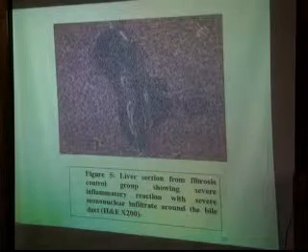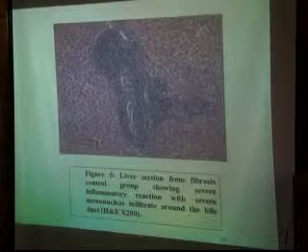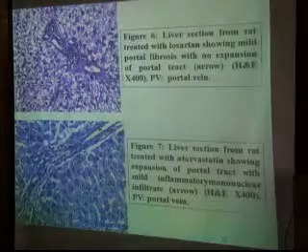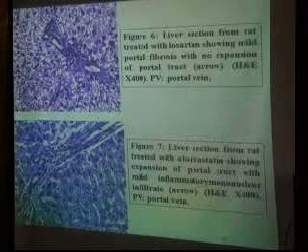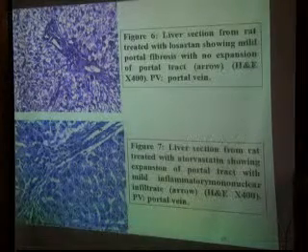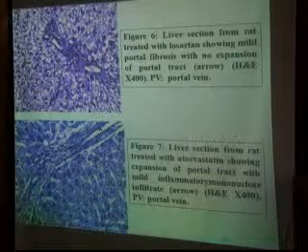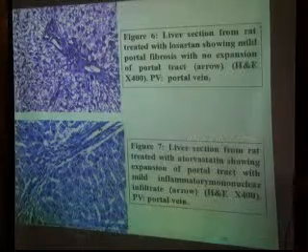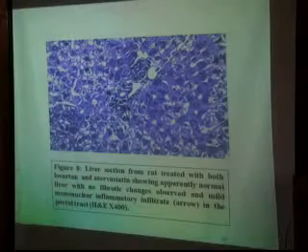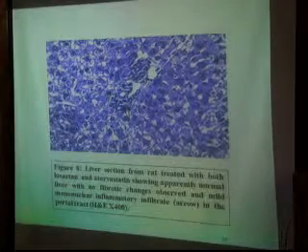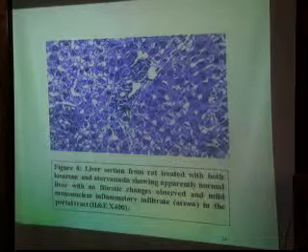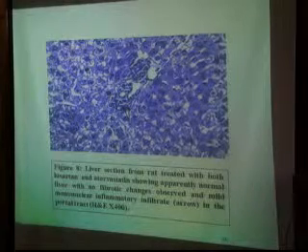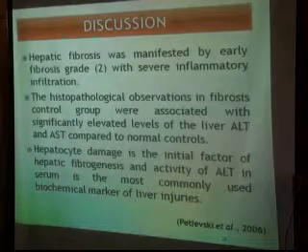In the next slide, there is a severe inflammatory reaction around the bile duct in the fibrosis control group. Figure 6 is a liver section from the Losartan treated group, and figure 7 is a liver section from the Atorvastatin treated group, which show mild portal fibrosis, grade 1, with mild inflammatory cell infiltrate. Figure 8 is a liver section from rats of the co-treated group showing apparently normal liver with no fibrotic changes, grade 0, which is nearly the same as normal control, with mild inflammatory reaction.